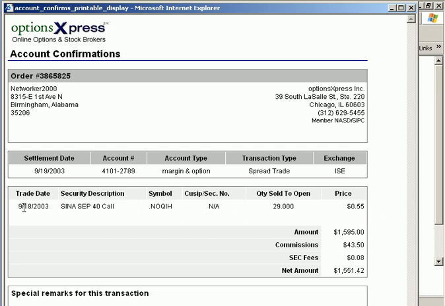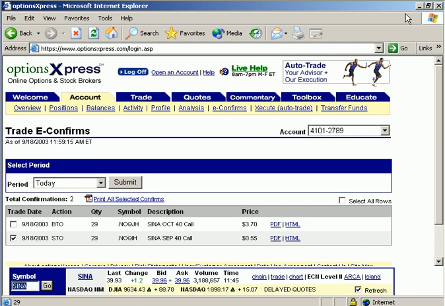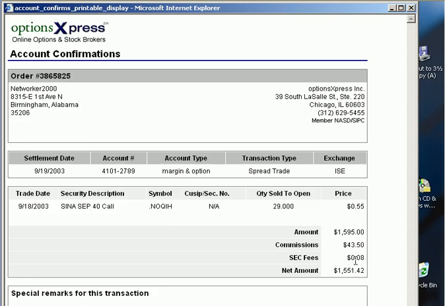Let's run this back, and got today's date and the SINA September 4th call. It actually gives you December. And we sold 29 contracts at 55 cents. The actual amount coming into the account, $1,595, and it took out $43.50 commission. Let's close this out. And 8 cents SEC fee, which we netted, $1,551.42, okay? And we need to write that down, $1,551.42.